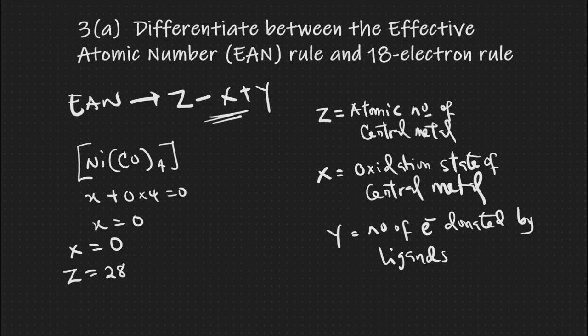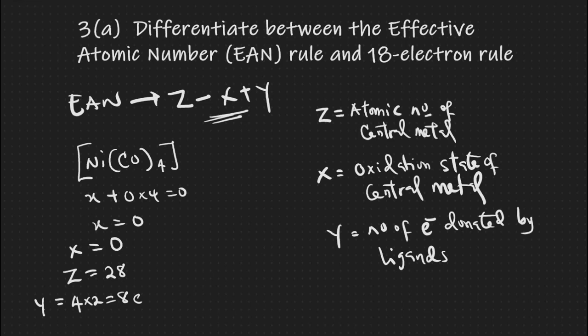And finally, the number of electrons donated by the ligands. Remember, we have 4 of the carbonyl, and each one usually donates 2 electrons, right? So we can say 4 times 2 is equal to 8. So this is the number of electrons that will be donated, and that is our Y. 8 electrons.